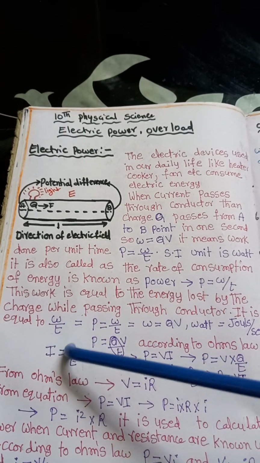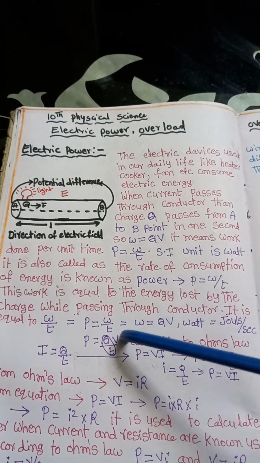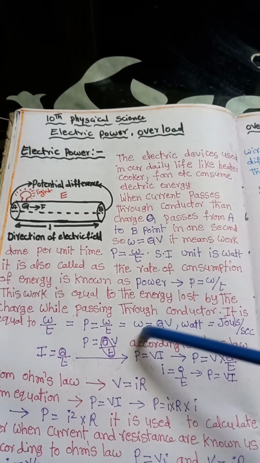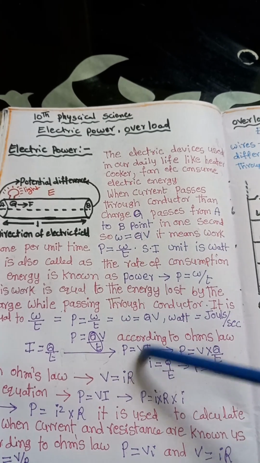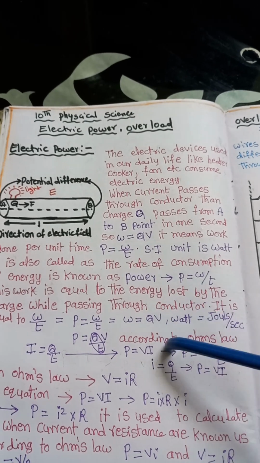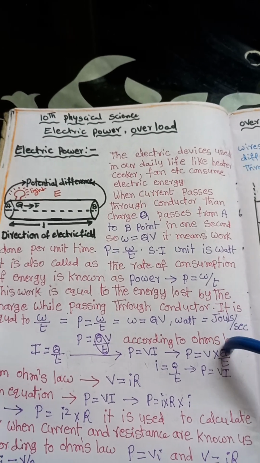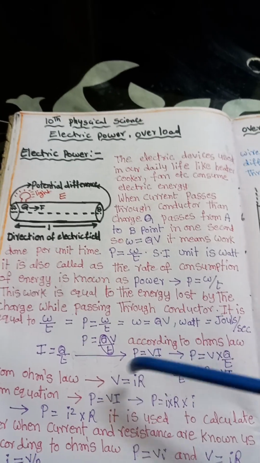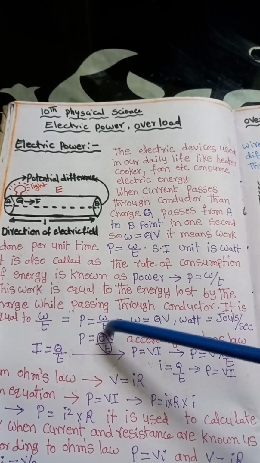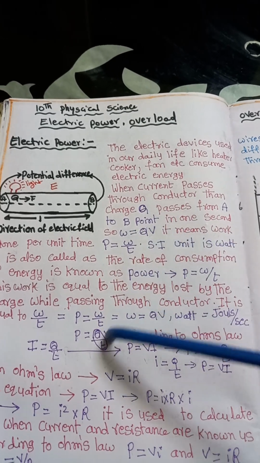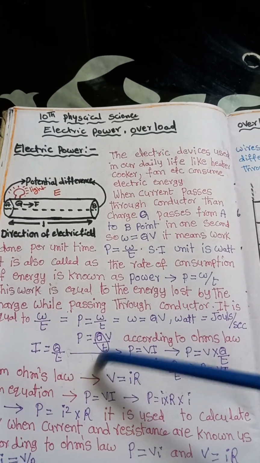P is equal to W by T, and W is equal to QV. It is measured in watts. Watt means joules by seconds. Joules by second is called watt. And P is equal to QV by T. Why? W is equal to QV. So instead of W, you write QV and T as it is.